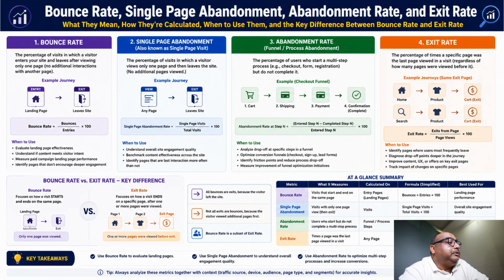Let's look at single page abandonment. It's also known as single page visit. This means the percentage of visits in which a visitor views only one page and then leaves the site, no additional pages viewed. Remember, bounce rate is calculated based on entries, bounces divided by entries. But single page abandonment rate is calculated as single page visits divided by total visits multiplied by 100. Out of all the visits that have happened, how many visits have only a single page, where the user came on, viewed only one page, and the visit ended.